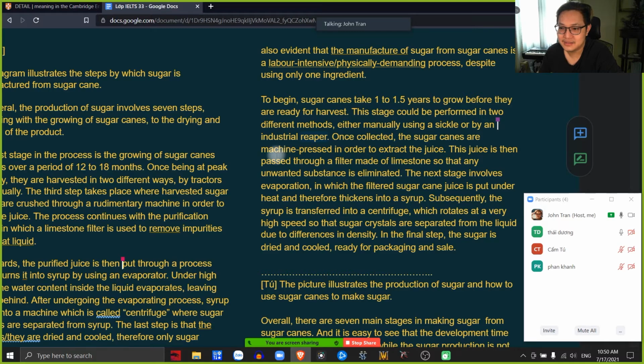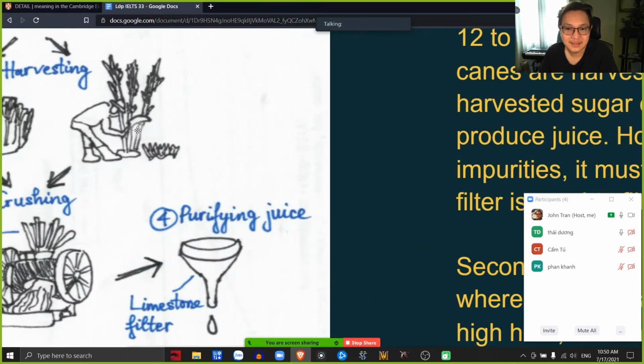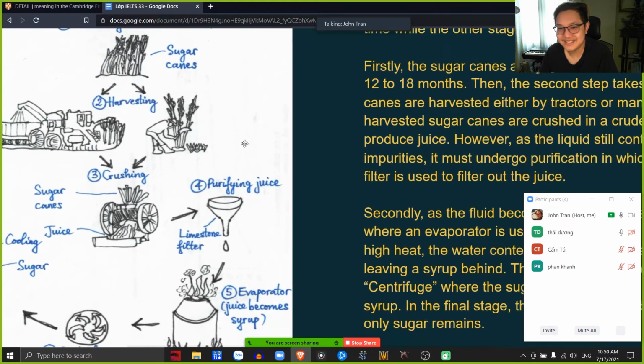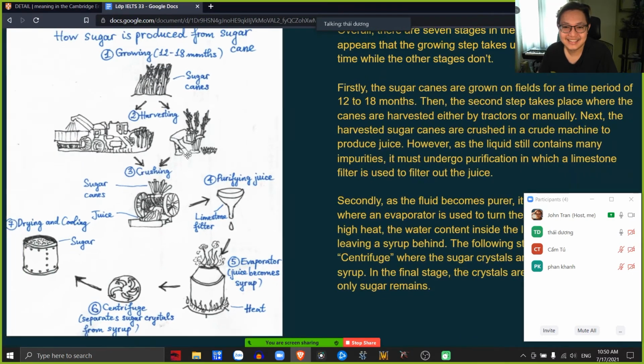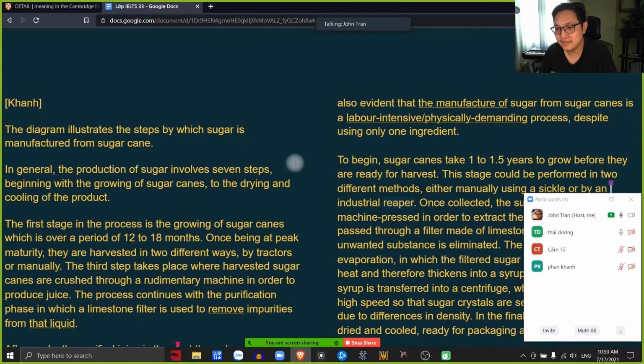Sickle or using a sickle. Yes, this is a sickle. This is actually a sickle, yes. Do you remember hammer and sickle? Yeah. Okay, this is a reaper, industrial reaper.